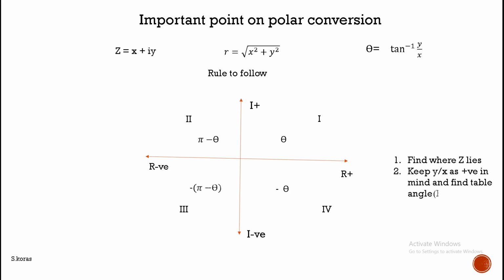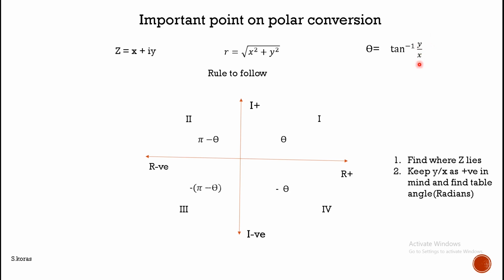First, find where z lies. Second, keep y by x positive in mind and find the table angle. Because while doing this problem, that is while trying to find the value of theta, your tan inverse of y by x will be sometimes you'll get the answer as positive, sometimes you'll get the answer as negative.